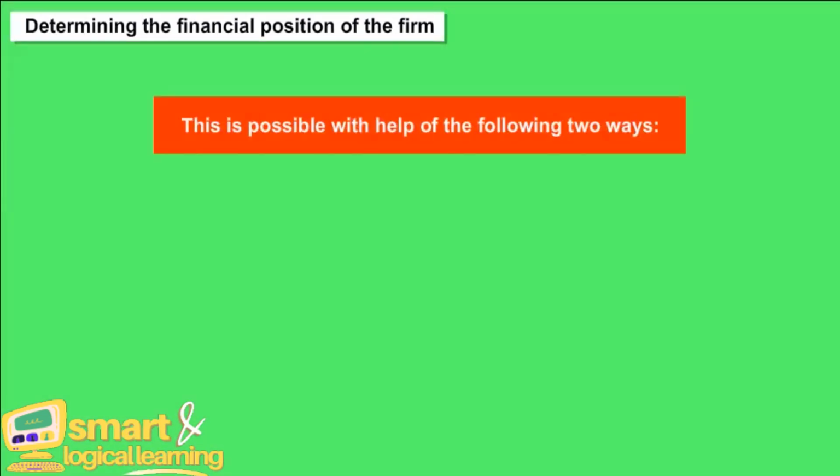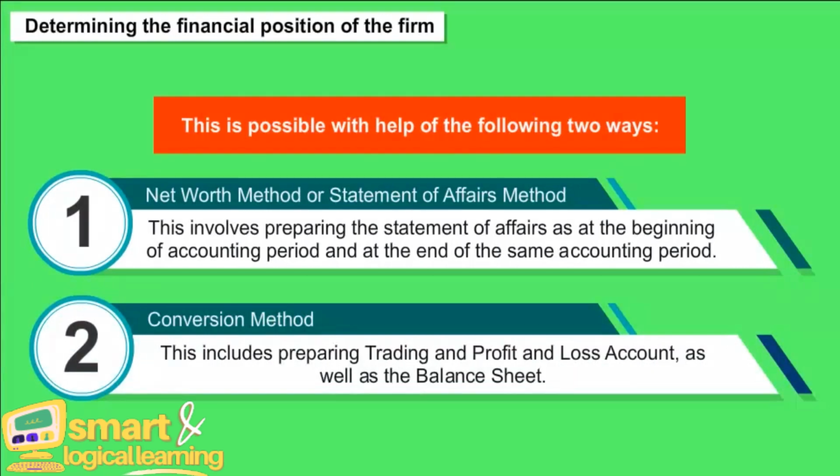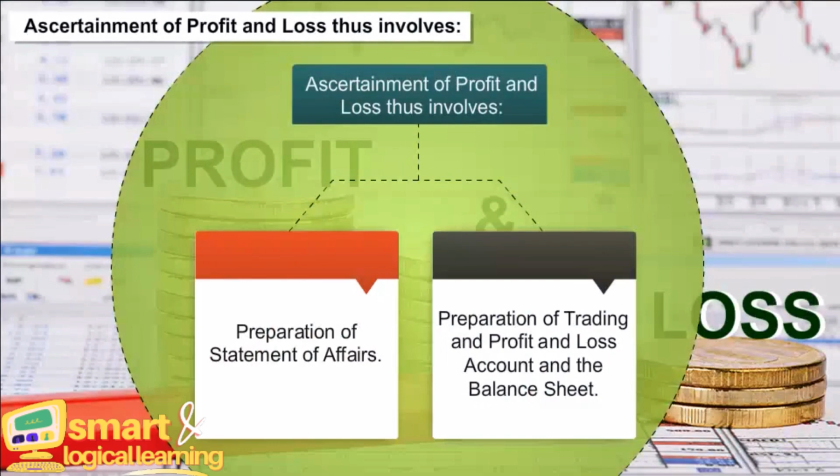This is possible with help of the following two ways. 1. Net worth method or statement of affairs method. This involves preparing the statement of affairs as at the beginning of accounting period and at the end of the same accounting period. 2. Conversion method. This includes preparing trading and profit and loss account as well as the balance sheet. Ascertainment of profit and loss thus involves preparation of statement of affairs, preparation of trading and profit and loss account, and the balance sheet.